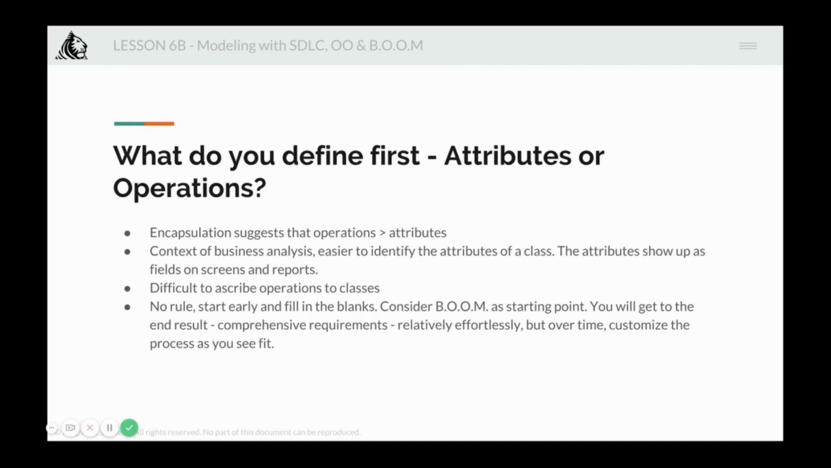It actually happens through an evolutionary approach, where you start with something. I start with operations, and I look at all the operations that should go in the product to achieve the final outcome for the customer. And then while defining those operations, I'll end up defining the attributes, the classes, the relationships, and everything else. So in a nutshell, feel free to make changes to the order described for analyzing operations, attributes, or any other step. Consider this BOOM, which is business object oriented modeling, your starting point. By following it, you will get to the end result, comprehensive requirements, relatively effortlessly. But you should over time customize the process as you see fit.